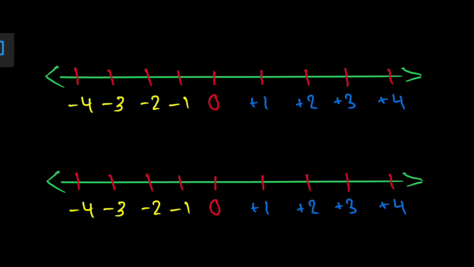Negative 3 plus negative 2. So we start at negative 3 and we add negative 2. So we move 2 towards the left, which is minus 5.